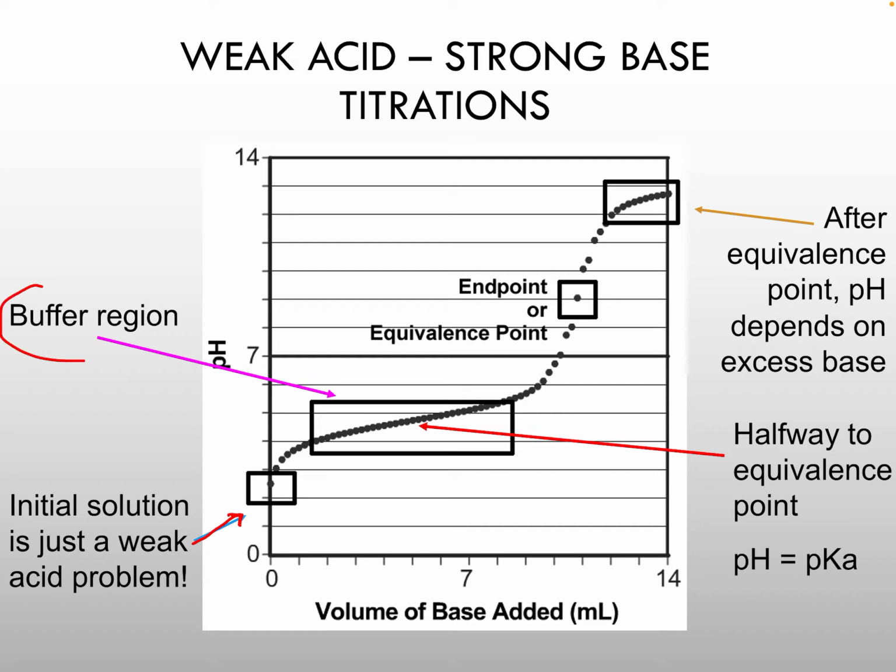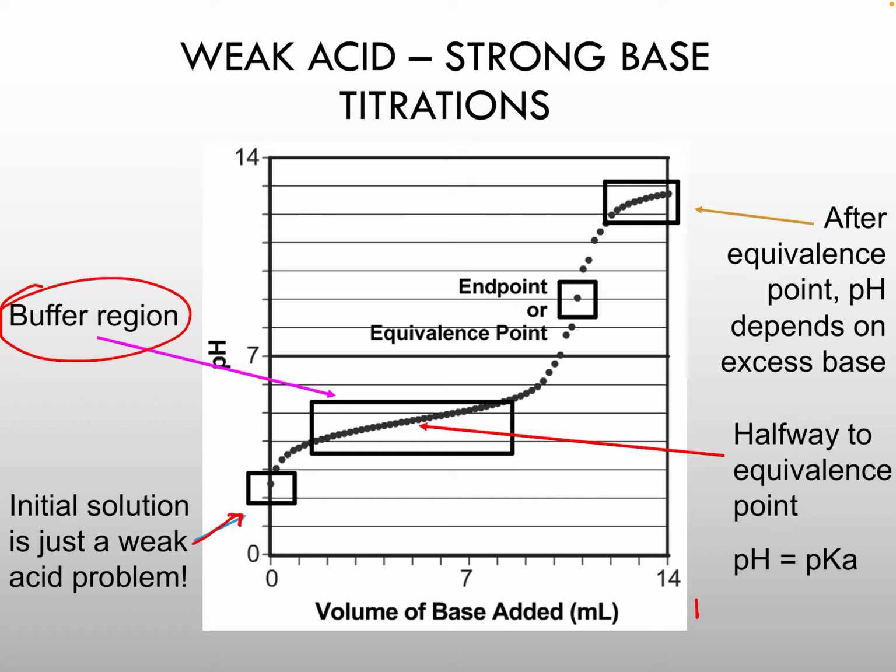In the buffer region, this will be once you've started adding base, but you haven't reached the equivalence point yet. Some of your acid will be converted to conjugate base, so in solution you will have both weak acid and conjugate base. Therefore, you have a buffer. So you can use the Henderson-Hasselbalch equation in that area, which will simplify your calculations a lot. Halfway to the equivalence point, the pH will be equal to the pKa.